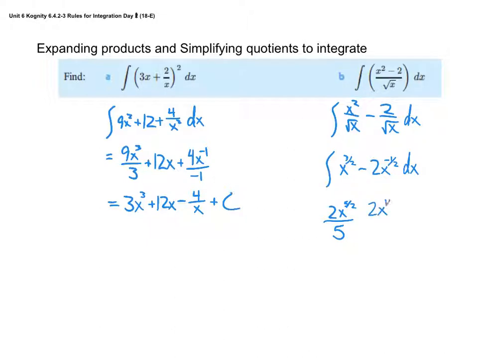2x to the 1 half divided by 1 half is going to be times 2. So that instead of a 2 there will be a 4. Plus c. So again, if you don't have a rule for it, you do some algebra and get it to a point where you have something that you do have a rule for.